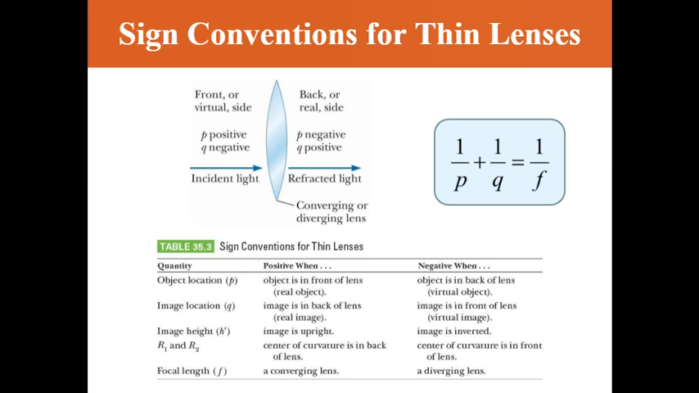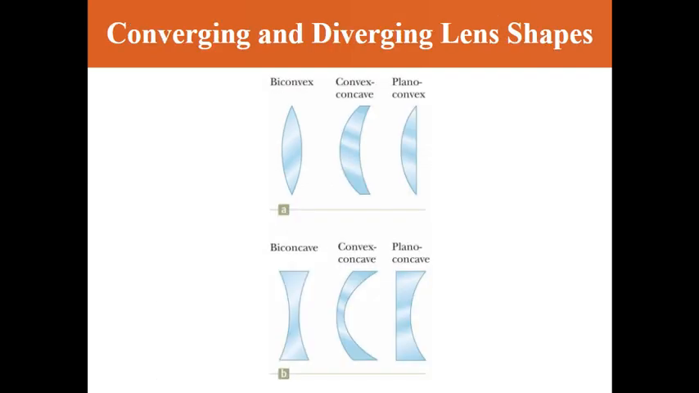Now, the focal length will be positive for a converging lens because the parallel rays do actually converge, while for a diverging lens, the parallel rays only appear to diverge, so the focal length is negative. Kind of like a convex mirror. So converging lenses have a convex shape, while converging mirrors have a concave shape. Diverging lenses have a concave shape, while diverging mirrors have a convex shape.